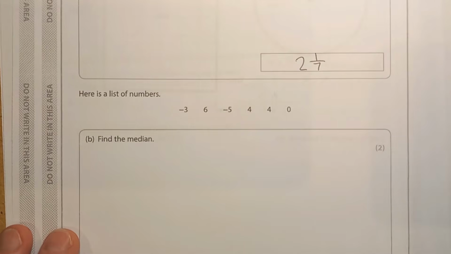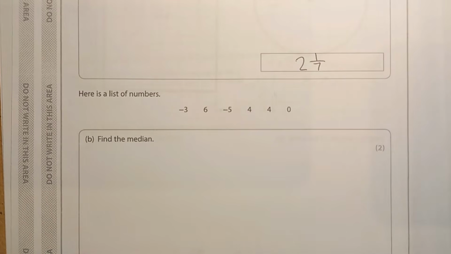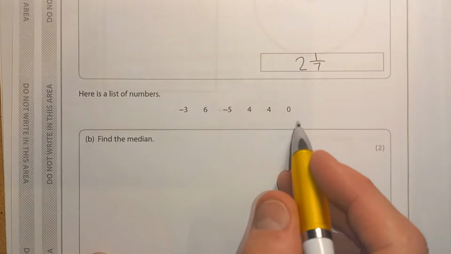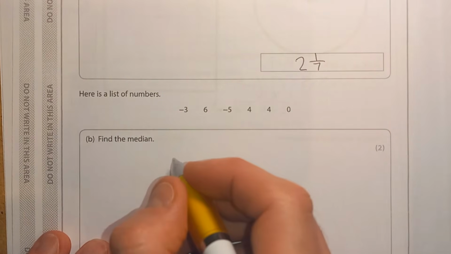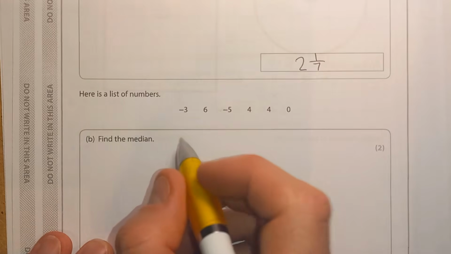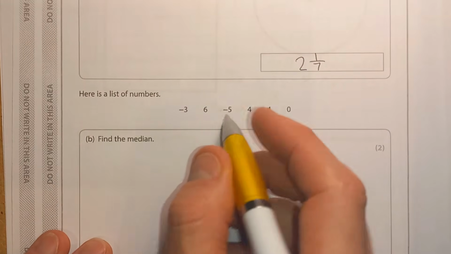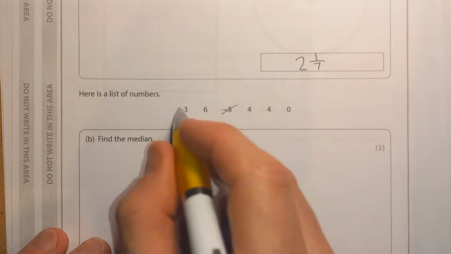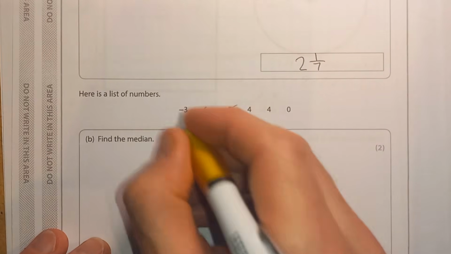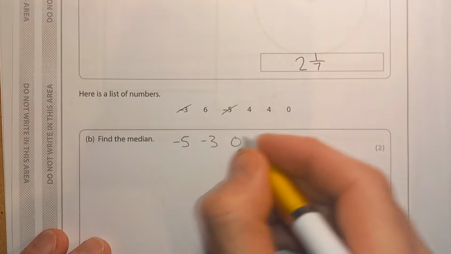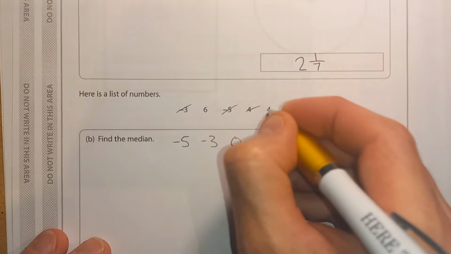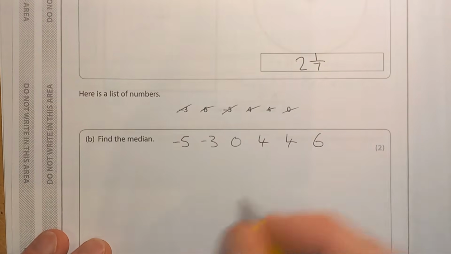Okay, part B. Here is a list of numbers. Find the median. Okay, well, best way to find the median is to rank them, so put them from smallest to largest. In this case, smallest is going to be the most negative. So we'll have -5 first. Then what's the next smallest? -3. Then 0. Then 4. Another 4. And finally the 6.